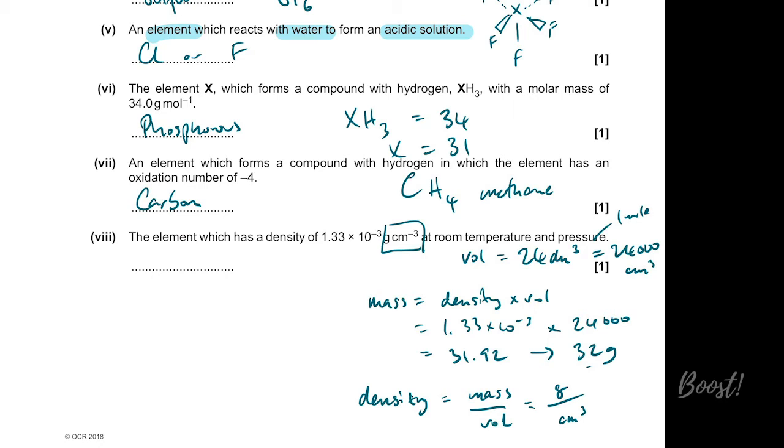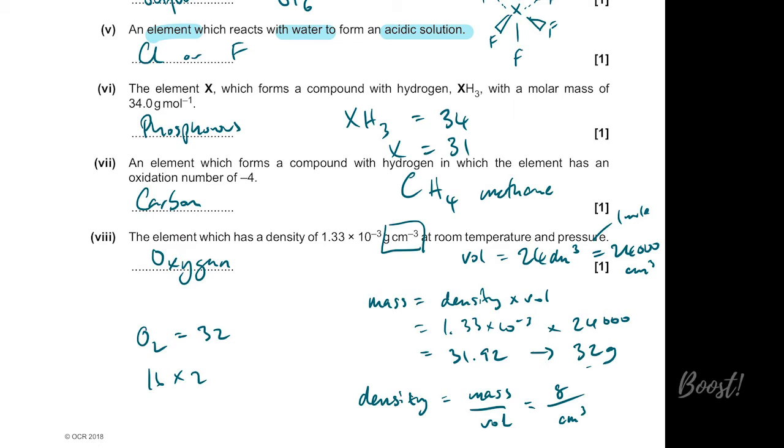So looking at the periodic table, or maybe you might even remember from memory, the element sulfur has 32.1, but it doesn't exist as a gas. So what we're actually looking for is oxygen as an element in O2 in the molecular state. So oxygen has a molecular mass of 32 because it's O, 16, times 2 gives us 32. So the element is oxygen.